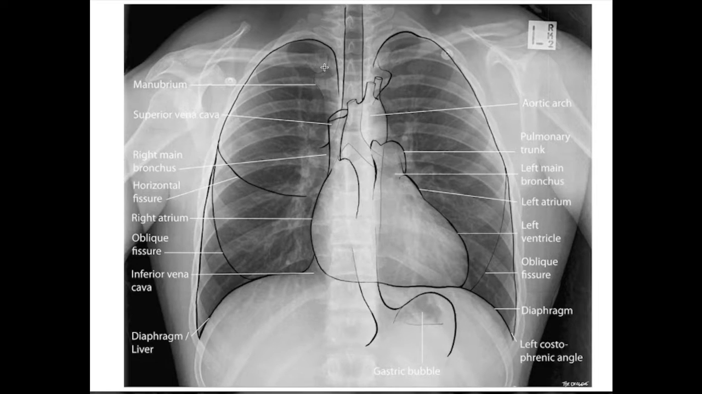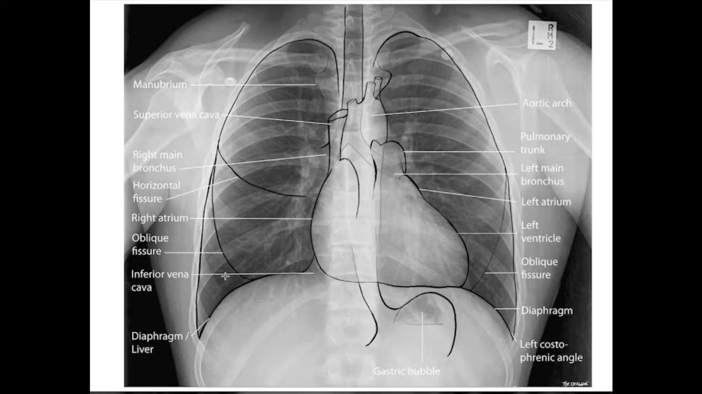Same goes to the right lung. It's composed of three lobes: upper lobe, middle lobe, and lower lobe. And you have two distinct fissures here. You have the transverse fissure, or the horizontal fissure, that separates the upper and the middle, and then you have the lower oblique fissure that separates the middle and the lower lobe. So this is the lung.